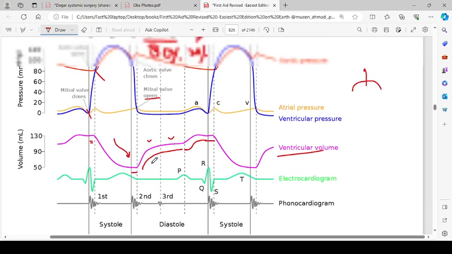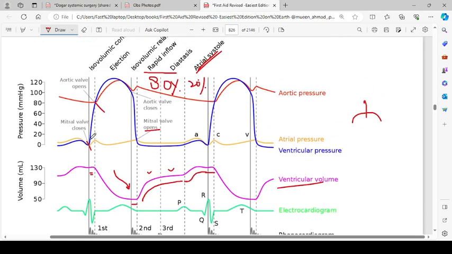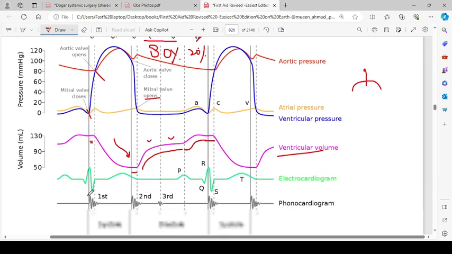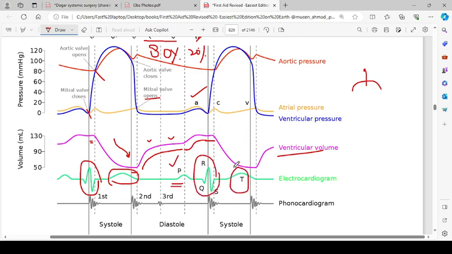The P, Q, R, S waves, from the point of mitral valve closure or slightly before that, basically the QRS complex, let's not complicate it, corresponds with ventricular systole. The T wave is the relaxation phase of the ventricle. The P wave comes prior to the atrial contraction. Here you can see that the P wave comes before atrial contraction, the QRS complex comes before ventricular contraction, and the T wave comes before ventricular relaxation. This is how it is going to work, right?